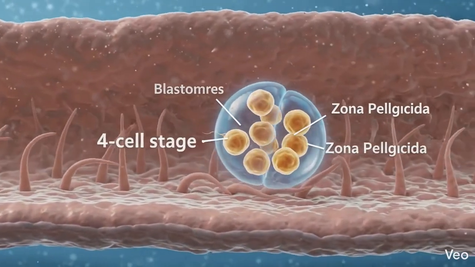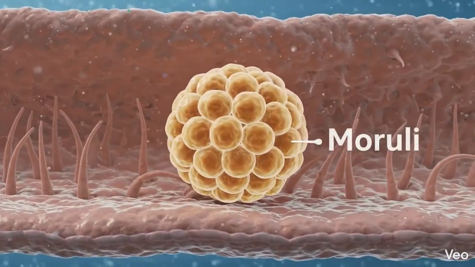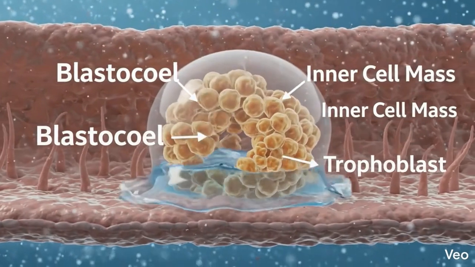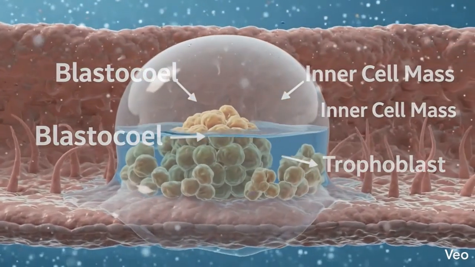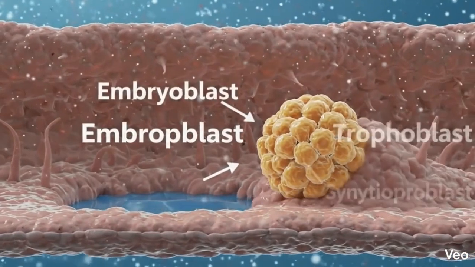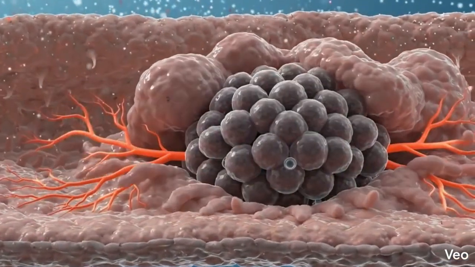The blastomeres rapidly divide, transitioning from the 2-cell stage to the 4-cell and then 8-cell stages. The morula transitions into a blastocyst, forming the blastocoele and differentiating into the inner cell mass. The trophoblast differentiates into the inner cytotrophoblast and the outer syncytiotrophoblast.